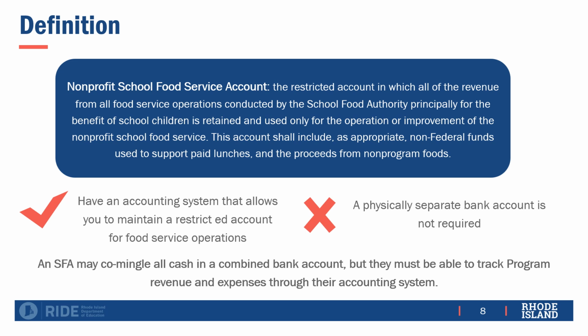Documentation to prove the financial system meets this requirement may include the statement of revenues and expenses, a general ledger, or other similar documents. Maintaining a nonprofit school food service account does not necessarily mean maintaining a separate bank account, as long as the SFA's accounting system allows for all program revenues and expenses to be separately tracked.